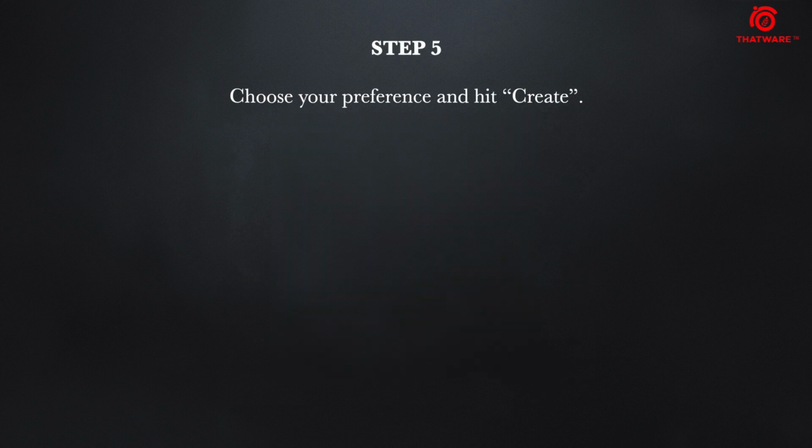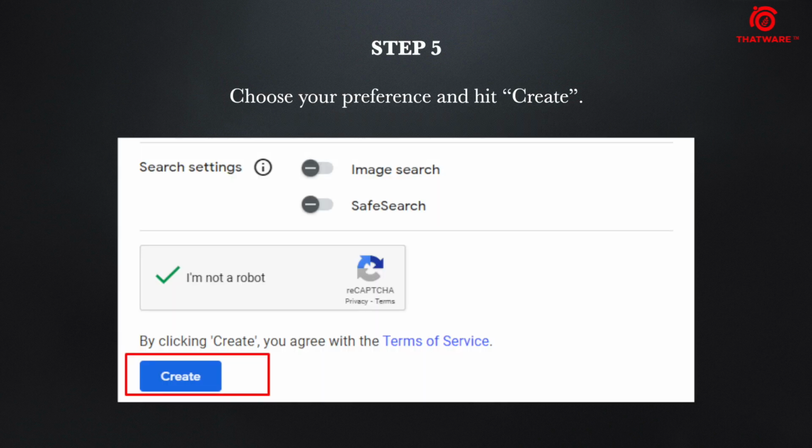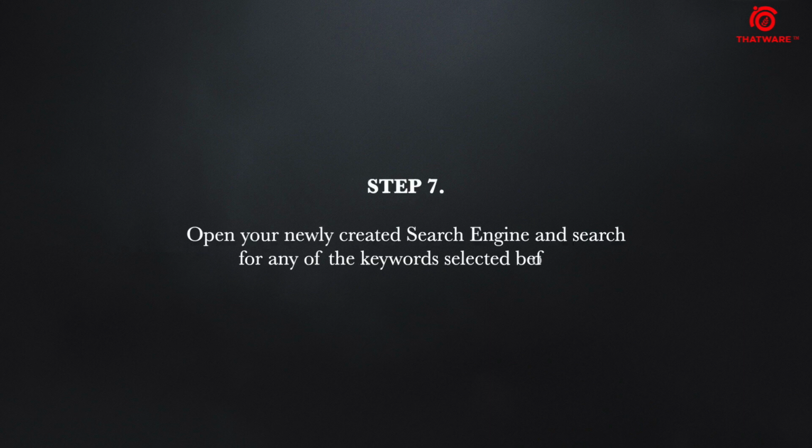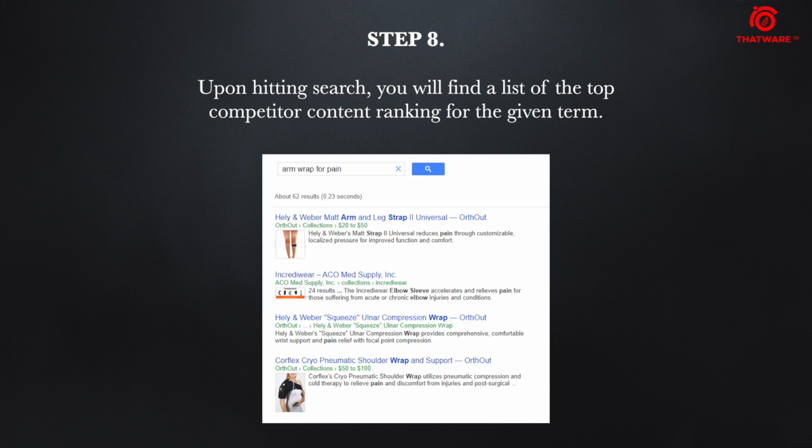After that you can create, and then there will be a preview, so feel free to play with the preview section if you'd like to. However, after that you would see your newly created search engine will appear, which will look like this. And as you can see, now we have entered one of the keywords, arm wrap for pain, and this will reflect some of the top performing content or the landing pages which it ranks for.